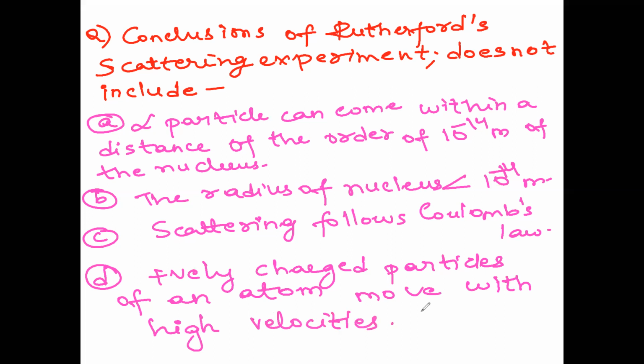So let us discuss the solution. As you can see all the options clearly, alpha particle can come within a distance of the order of 10 to the power of minus 14 meters of the nucleus. This is a correct point. Radius of nucleus is less than 10 to the power of minus 14 meters. This is also correct. And as the electrons are revolving around the nucleus, because the nucleus is positively charged in Rutherford's model, scattering follows Coulomb's law, that is Coulomb's law of electrostatic force of attraction. And fourth one, positively charged particles of an atom move with high velocity, that he could not explain. So this is not included. So answer is fourth option. This is not included in Rutherford's model. I hope this is clear for you. Next question.